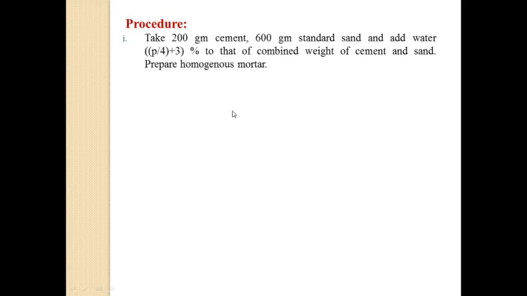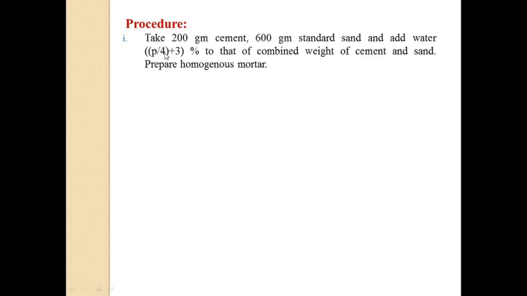compressive strength test. First, we take 200 grams of cement and 600 grams of standard sand and add the water, P by 4 plus 3%. Okay, P is the standard consistency of cement. How we calculate it, we discussed in an earlier lecture.